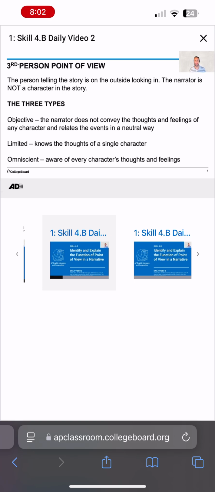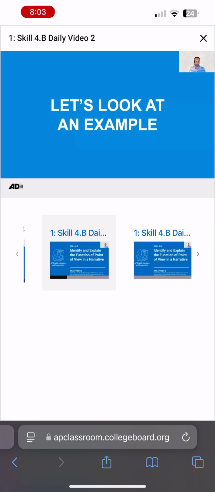Now, there are 3 main types of third-person point of view. The first is objective, and this is where the narrator does not convey the thoughts and feelings of any character, and they relate the events in a neutral way. Another possible third-person point of view is limited. This is when the narrator knows the thoughts of a single character or only a handful of them. And then there's this final one, omniscient. And I had this middle school English teacher when I was growing up who said omni means all, scient means knowing, and omniscient means that the narrator's aware of every character's thoughts and feelings.